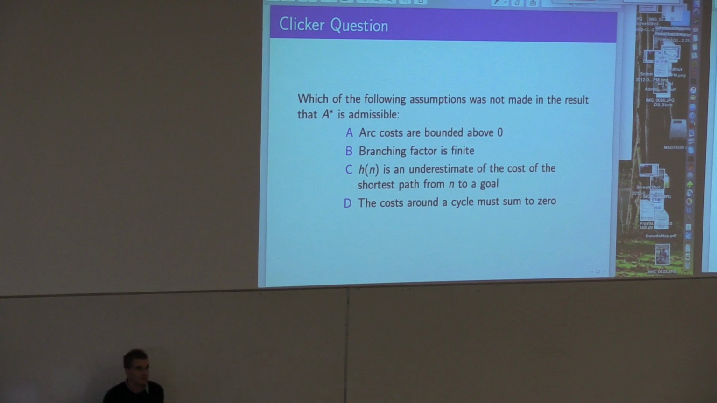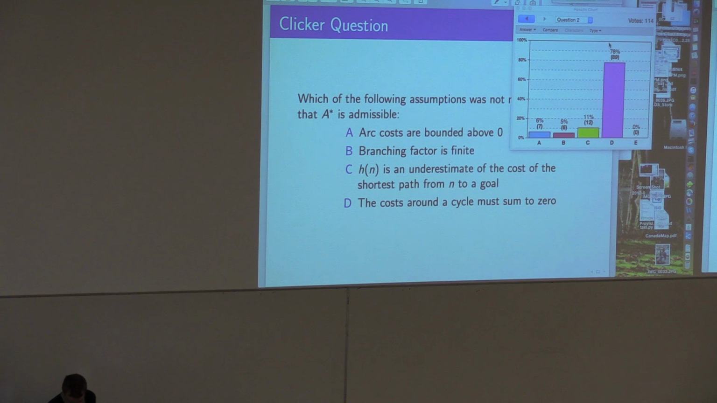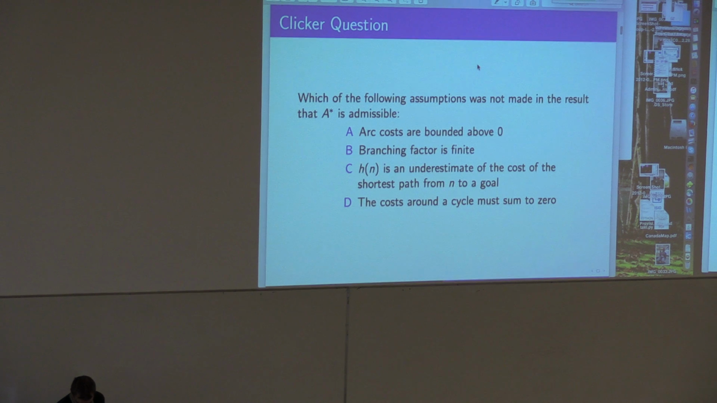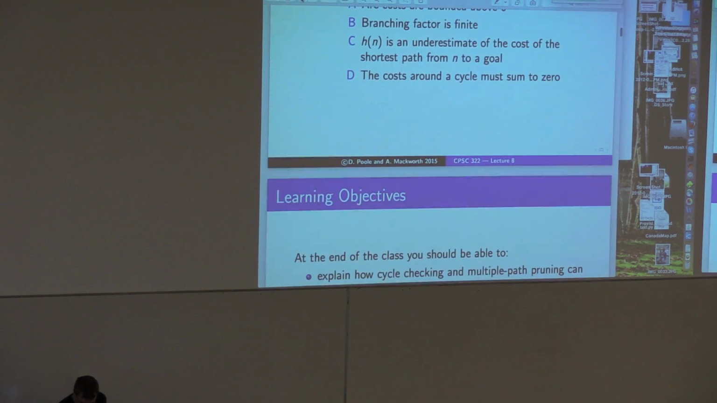Anyone need more time? No. All right, good. Yes, the answer is D. And in fact, the costs around a cycle can't sum to 0 in graphs, right? Because then you need either all zeros or all negative things. Any questions about that? Okay. Good. All right.